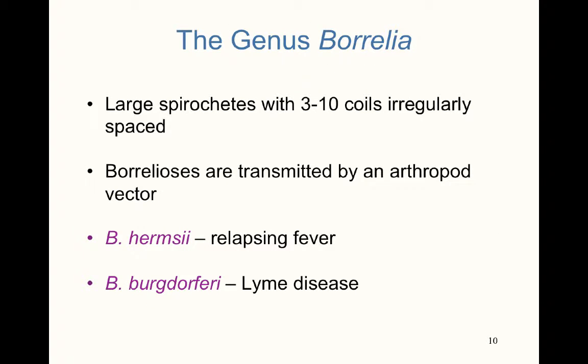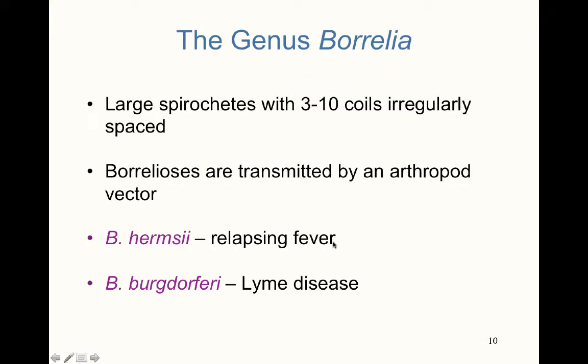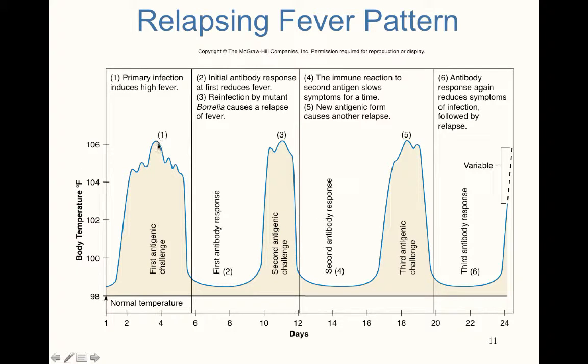On to Borrelia. So two that are worthy to note here. Borrelia species are transmitted via an insect vector, and these are larger than the others that I've mentioned thus far. So there's Borrelia hermsii and Borrelia burgdorferi. In the case of Borrelia hermsii, this causes a relapsing fever. So it's characterized by this oscillatory nature of a fever pattern, and essentially the relapsing fever pattern is reflective of changes in the antigenic challenge.